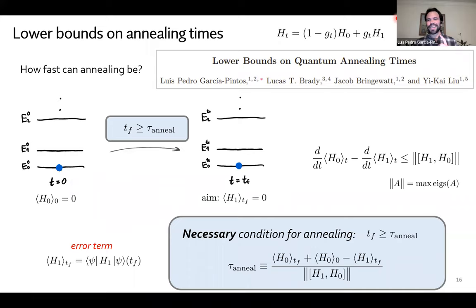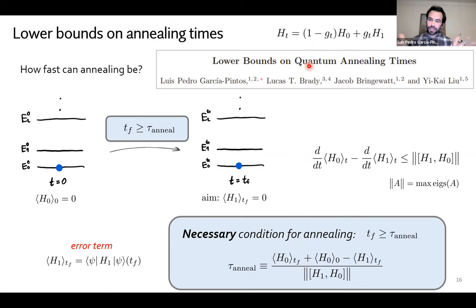But the main important thing about this slide is that by using this upper bound, we're able to obtain a lower bound, tau anneal, on the timescales needed to reach a particular target state. If this target state is the ground state of H1, then this error term is zero, and then this will dominate the timescales of this annealing, the bound on annealing times. So this is one of the main results. Another question, of course, is to investigate how this time scale scales with some properties of my system. So what we did in this paper is study some toy models where we can evaluate this bound on the annealing times.